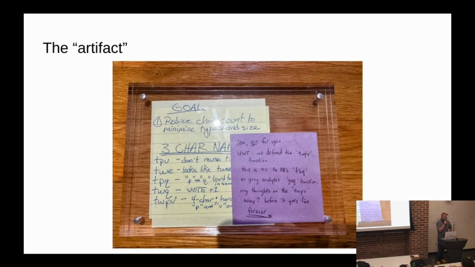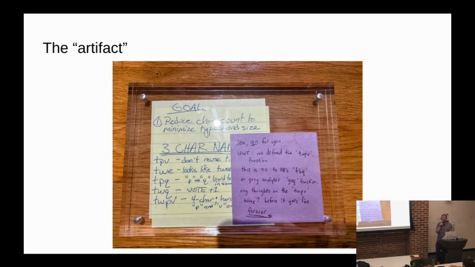I was like, listen, okay, let's think about this rationally. One, let's reduce the character count to minimize typos, probably, and the size of the data being exchanged. So that means a 3 character name, and I went down all the permutations. TPV, don't reuse it, we use that for something else internally, people get confused. TWE looks like tweet, people are gonna get confused, this is ads, not Twitter tweets. TPQ, P and Q are hard to discern as different in some typefaces, let's not do that. TWQ, that's my vote, +1. TWPV, 4 characters, I don't like it. P and V, I forget what it says on the back.